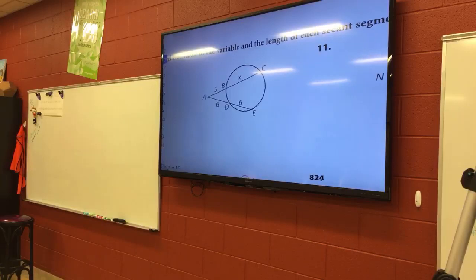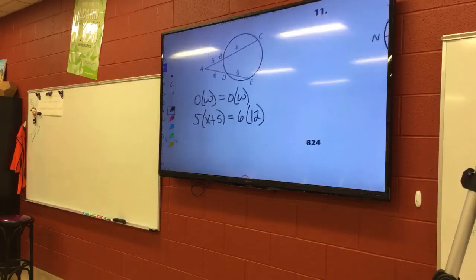Okay, so it says find the value of the variable. Remember that this is outside times the whole equals outside times the whole. So 5 times x plus 5 equals 6 times 12. Yesterday I saw a lot of students putting 36 there, which is what I told you is easy to do, so you have to be careful about that. 5x plus 25 equals 72.